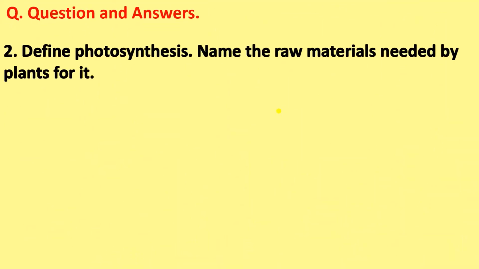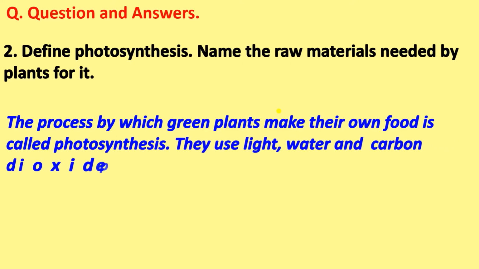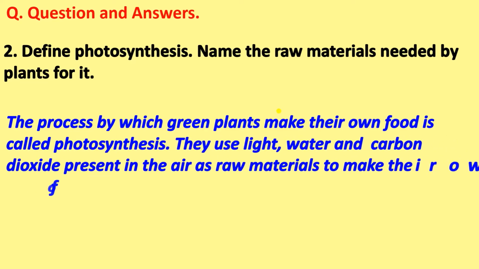Next, define photosynthesis. Name the raw materials needed by plants for it. The process by which green plants make their own food is called photosynthesis. They use light, water, and carbon dioxide present in the air as raw materials to make their own food.